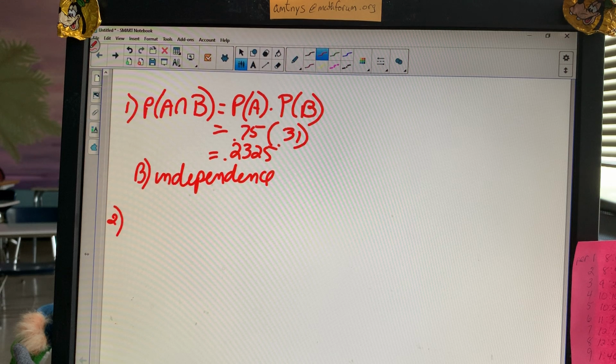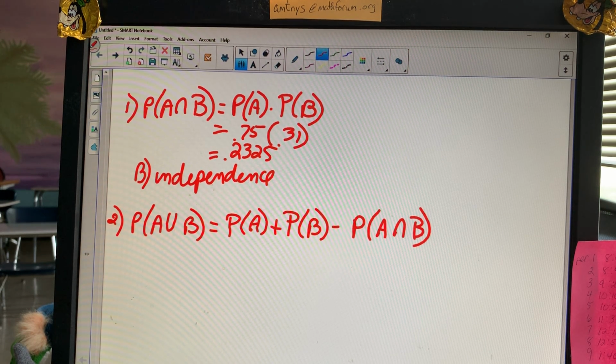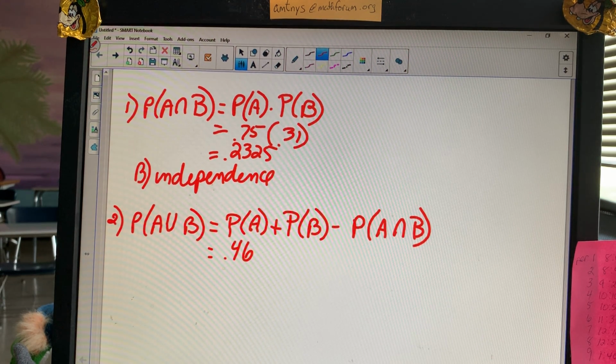For number 2, the key word is OR. So the probability of A or B is equal to the probability of A plus the probability of B minus the probability of A and B. They give us outright each of these probabilities. Probability of A is 0.46, B is 0.68.